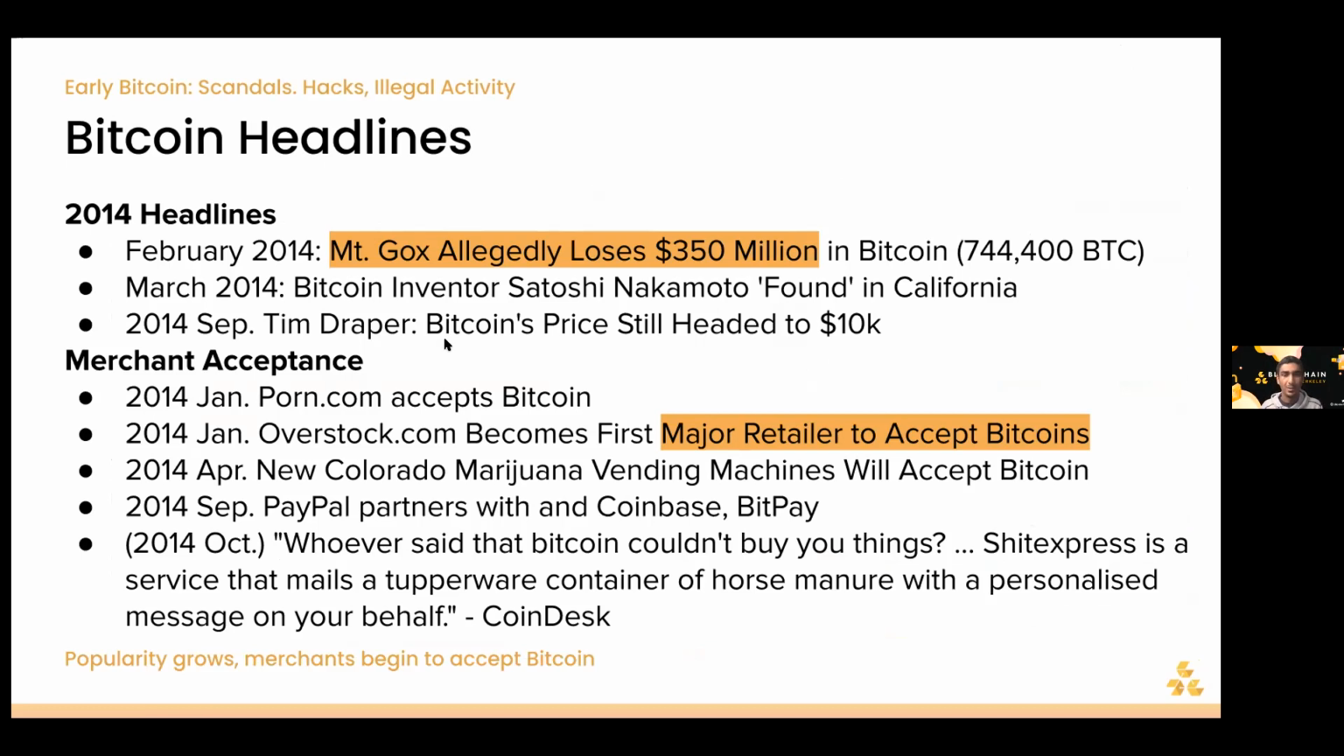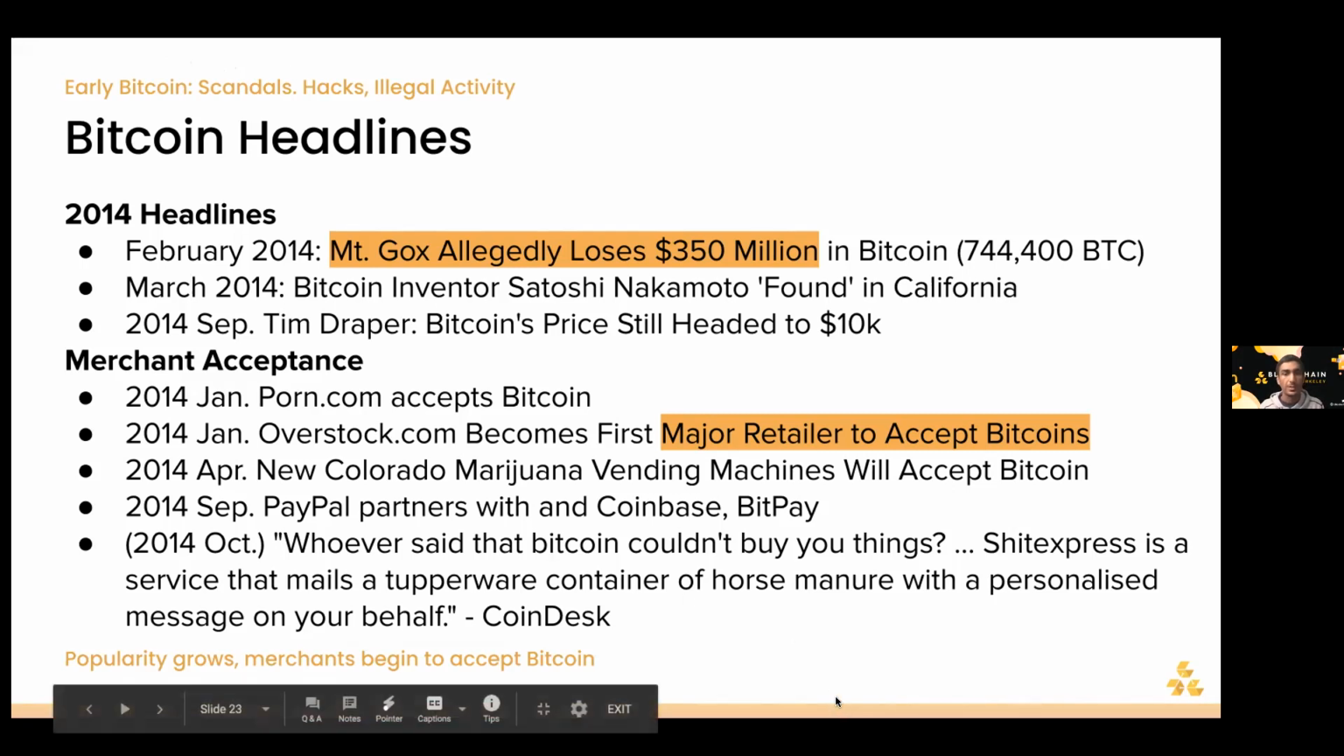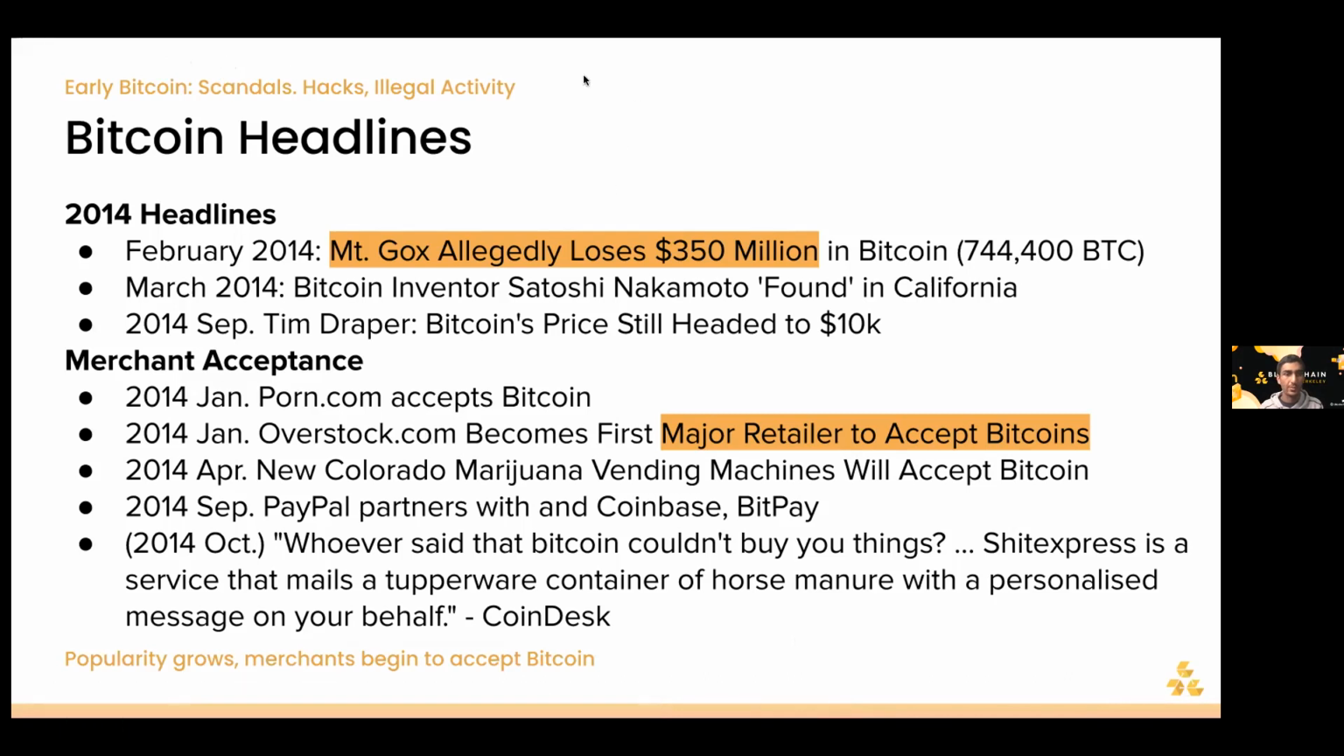People found a person named Satoshi Nakamoto who was actually just a normal man living in California who happened to share the same name, and everyone thought that was the real Satoshi. Now he's kind of a meme, kind of a celebrity. Tim Draper in 2014 predicted that the Bitcoin price was headed upwards to 10K. Now the predictions are around 100K. And there is some merchant acceptance. Porn.com was a big player that accepted Bitcoin first. Overstock.com was a major retailer that accepted Bitcoin. There are vending machines now, and a lot of different places where you can buy Bitcoin.